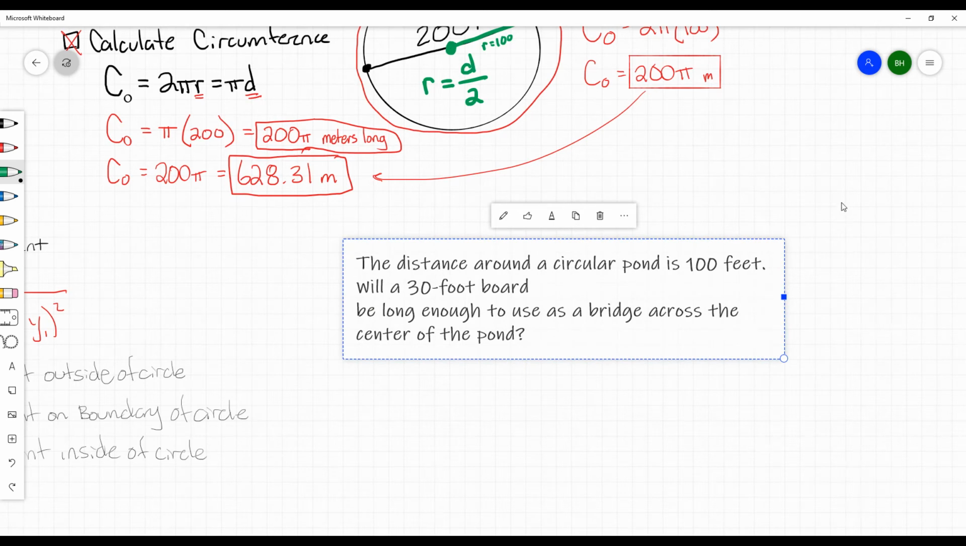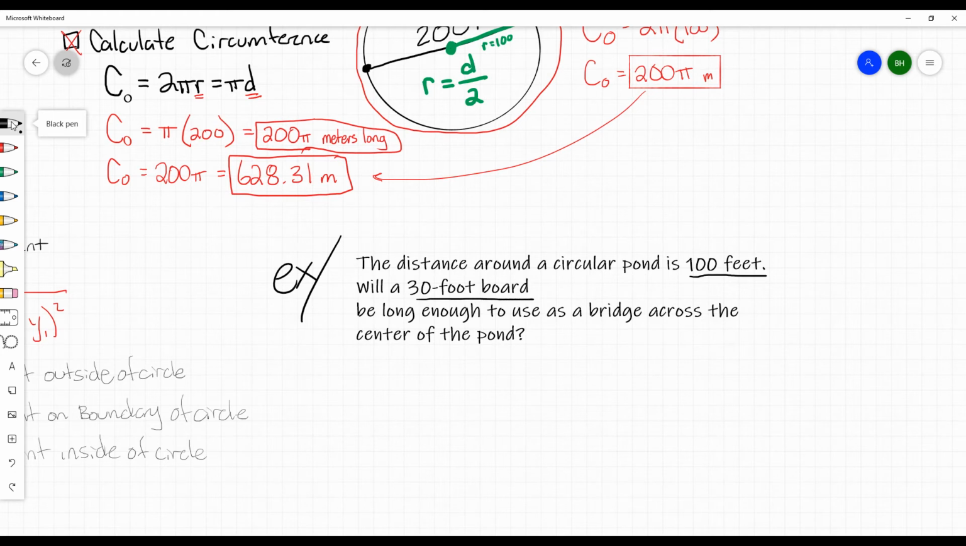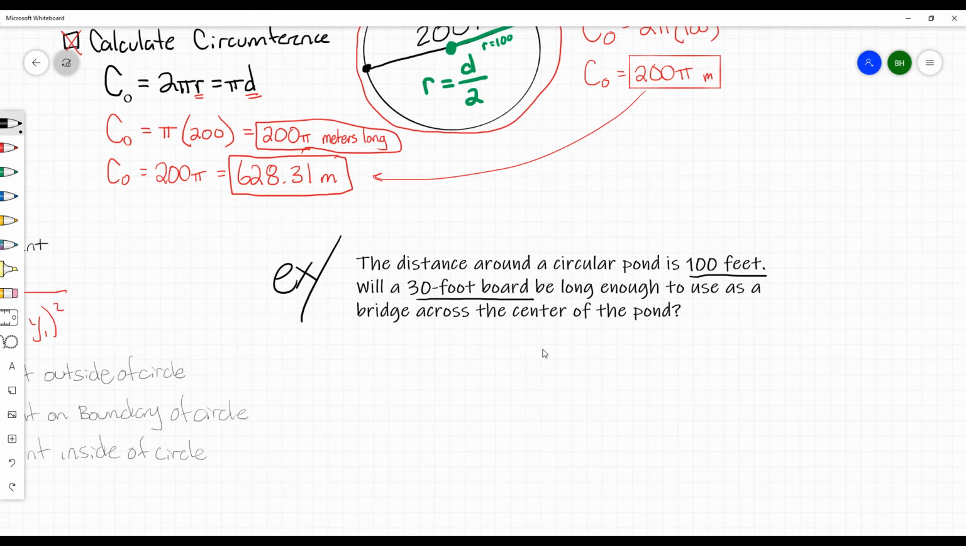Okay, so in another example, let's look at this one here. The distance around a circular pond is 100 feet. Will a 30-foot board be long enough to be used as a bridge to get across the pond? So let's take a look at this problem and see if we can make sense of it. The first thing that I want us to do is sketch the image, or sketch the graph, or sketch the circle.